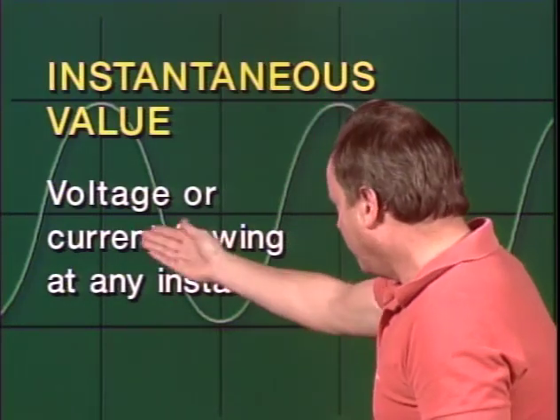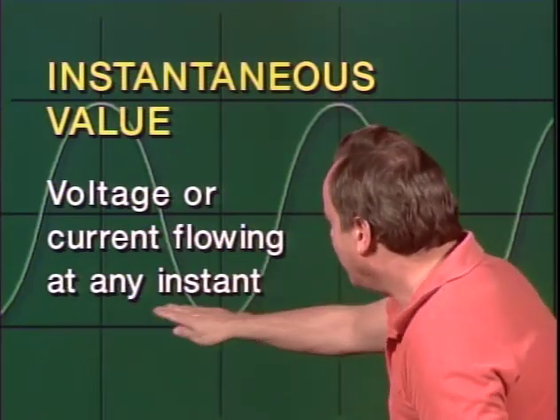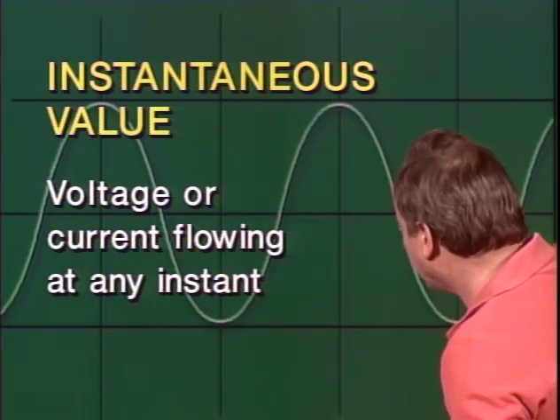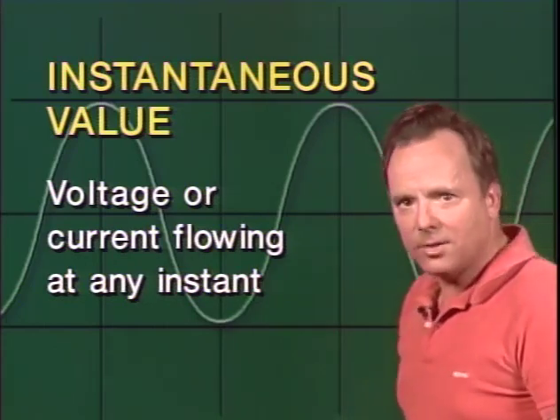Now, there are three values regarding alternating current that should be considered. They're instantaneous, maximum, and effective. Let's take a look at them. First of all, the instantaneous value of alternating current is the value of the induced current or voltage flowing at any instant. The instantaneous value is the value of voltage or current flowing at any instant. In other words, at any particular time, you can figure out what the value of the current is. That's the instantaneous value.